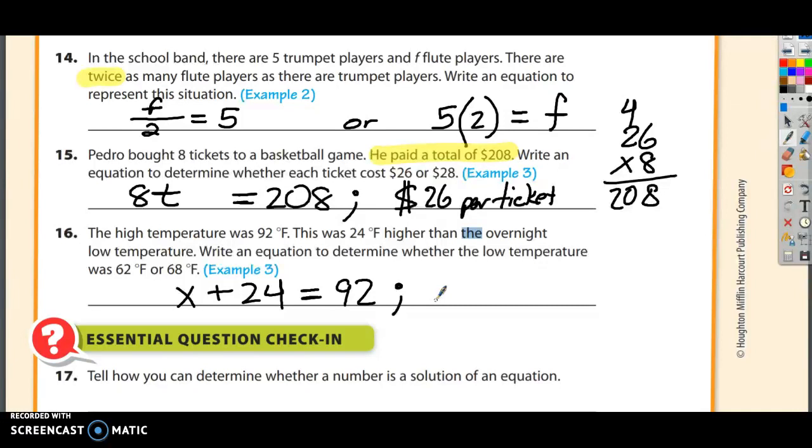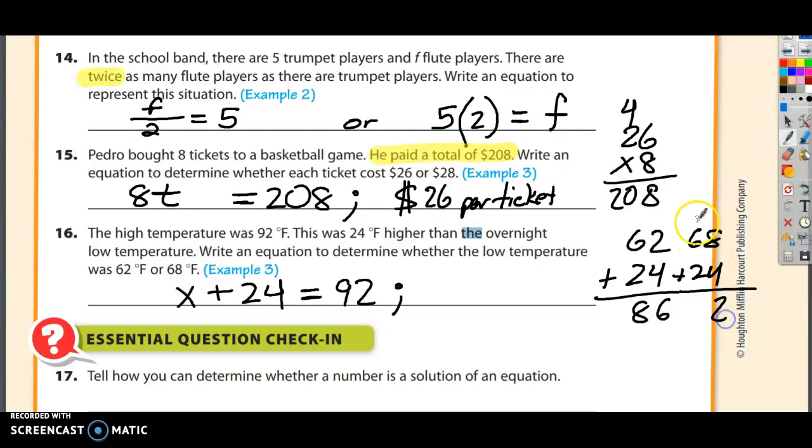So once again, I'm simply going to guess. I'll start with 62. Is 62 plus 24 equal to 92? 2 plus 4 is 6. 6 plus 2 is 8. That's not true, so I'm going to try 68 instead. 68 and 24, and I'm hoping this turns out to be 92. 8 plus 4 is 12. 6 plus 2 is 8, plus 1 is 9, you get 92. So the answer is, it was 68 degrees Fahrenheit. That was the original temperature.